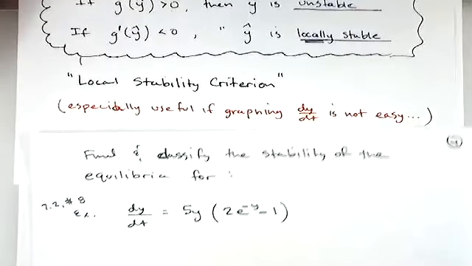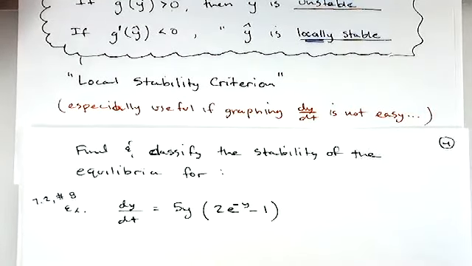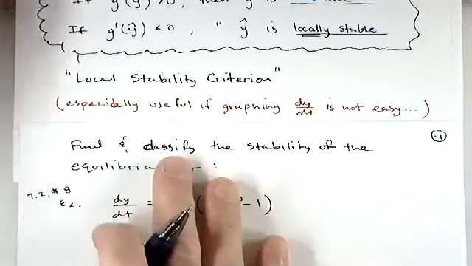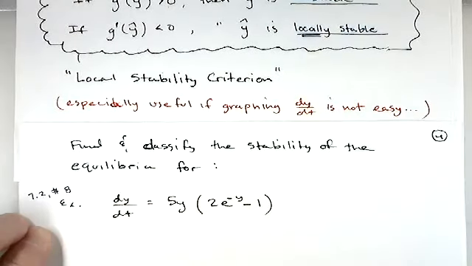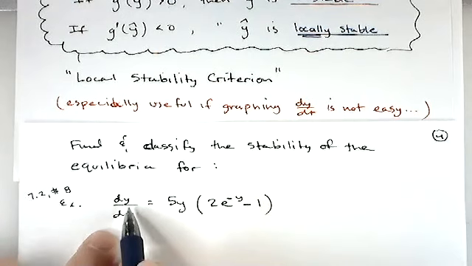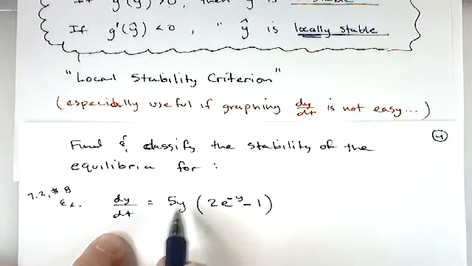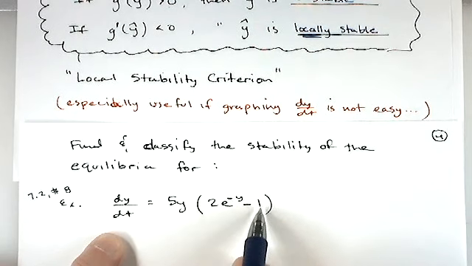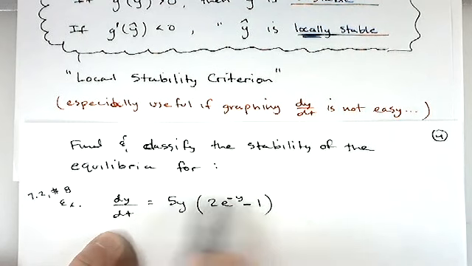I know you already have this in your notes, so I was just going to get to the first example here. I'm choosing some problems from the book. This is number 8. They say, find and classify the stability of the equilibria for this equation: dy/dt equals 5y times (2e^(-y) minus 1). If I had to graph this, this would be hard. This would not be easy to graph.